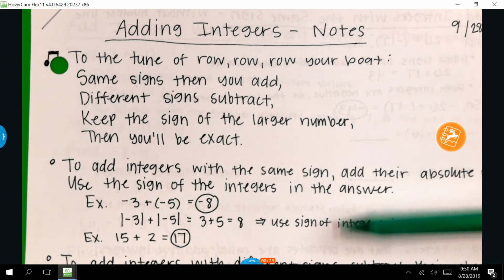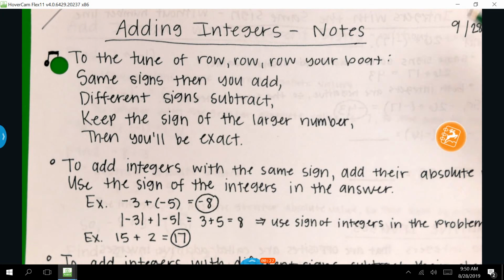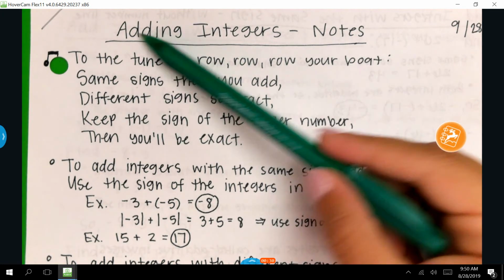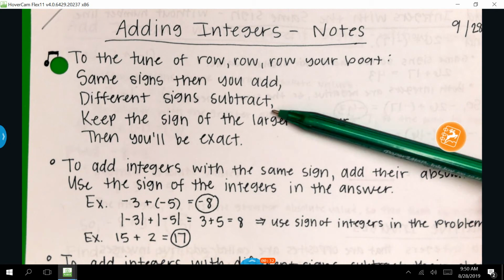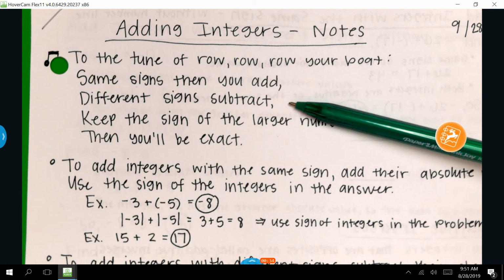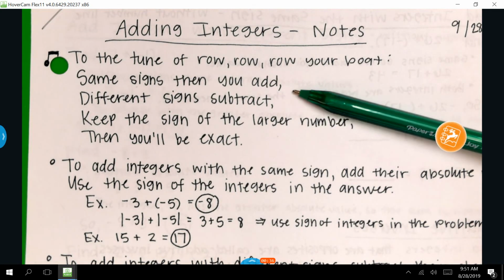Alright. So let me talk. We have a song that's going to help us remember it. If we can memorize this song, then we can always get the correct answers. Okay? So everybody knows Row, Row, Row Your Boat, right? Yes, ma'am. Yes, you do.